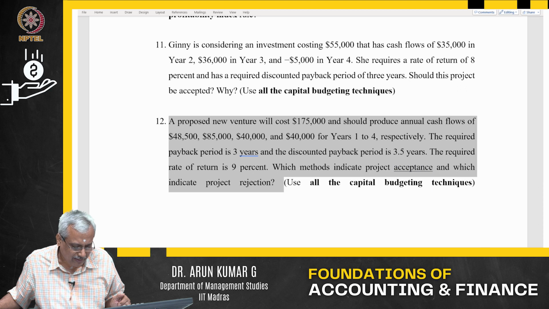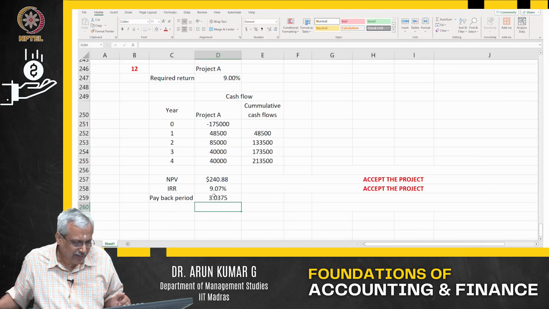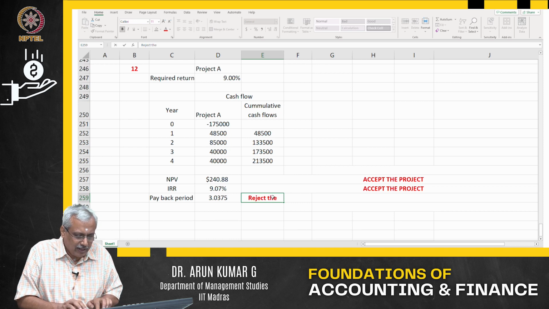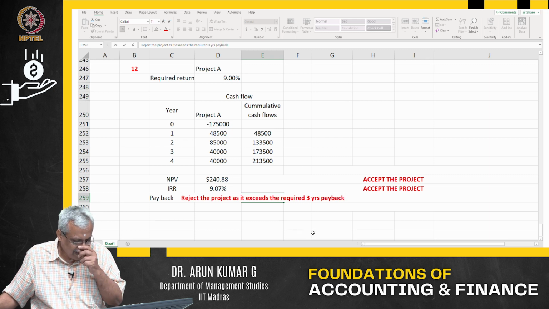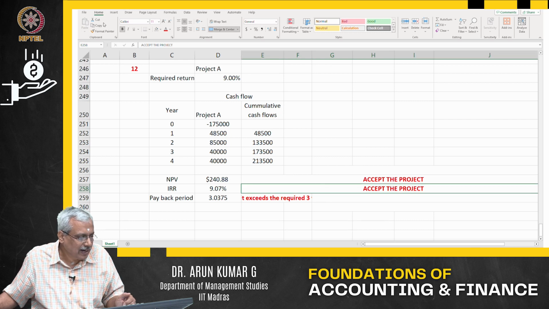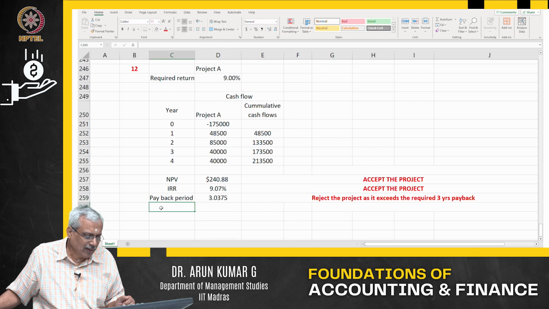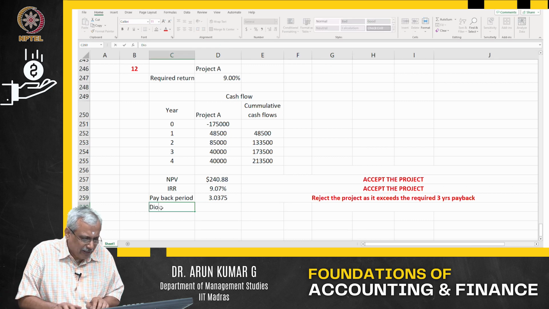The required payback period is 3 years. So I would say, as per payback period, I reject the project as it exceeds the required 3-year payback. As it exceeds the required 3-year payback, I would basically say that. Now I will say discounted payback period.